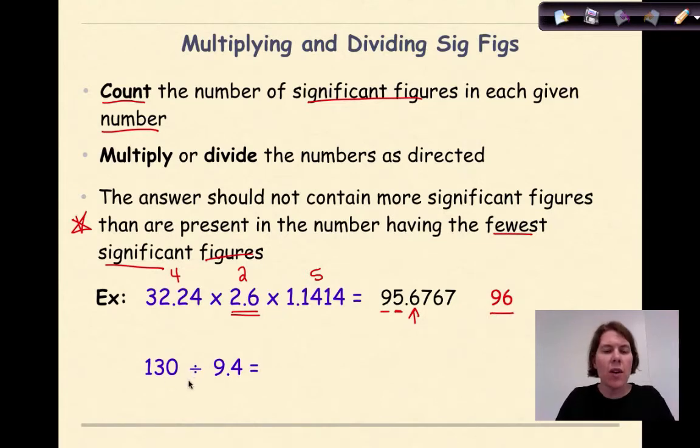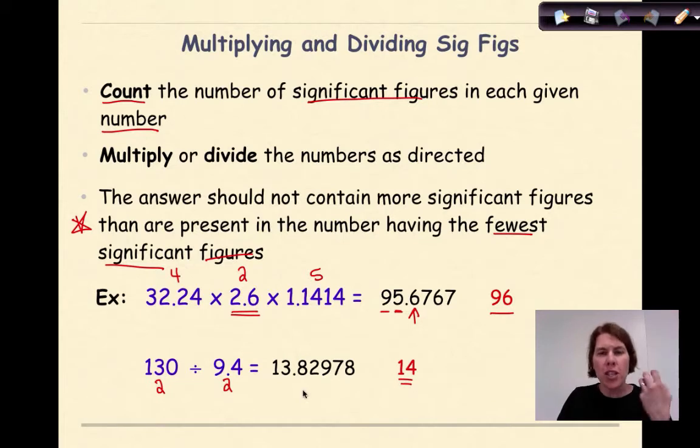Now let's look at this one. 130 divided by 9.4. This has 2 significant figures because no decimal is present. This has 2 significant figures, therefore my answer should have 2 significant figures. When I put this into a calculator, I get 13.82978. My answer will only have 2 significant figures, therefore my answer will be 14.